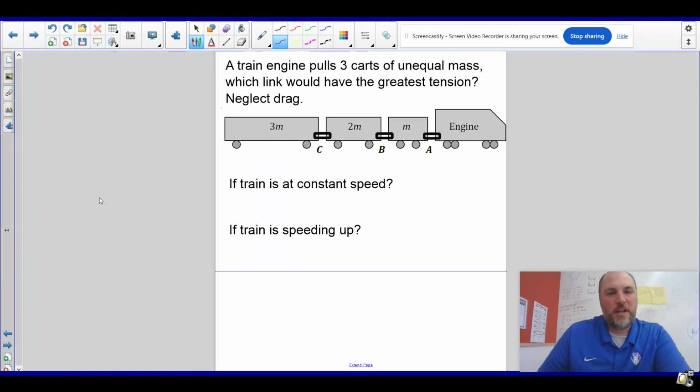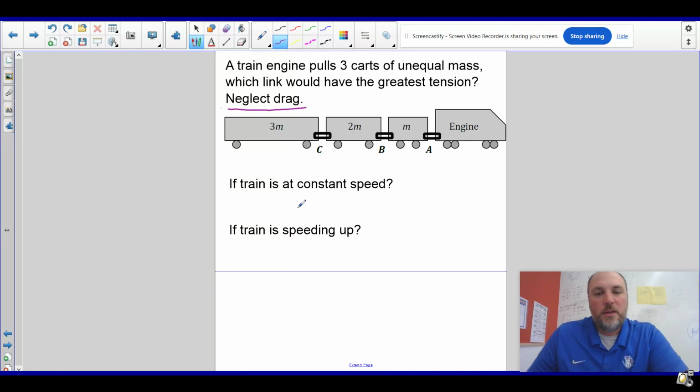So in this particular case, we're told to neglect drag. So we don't have that resistive force against this train cart. We have 3 links, A, B, and C. And we want to look at this case of both constant speed and speeding up. So if you want to pause the video and try to answer these on your own, you can. And in a second here, I'll go over it with you.